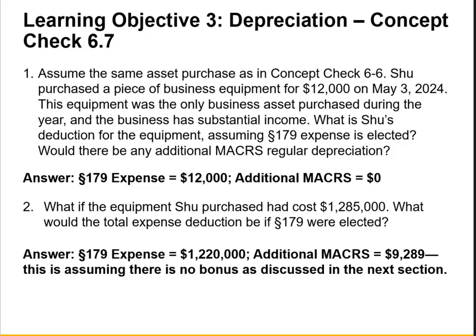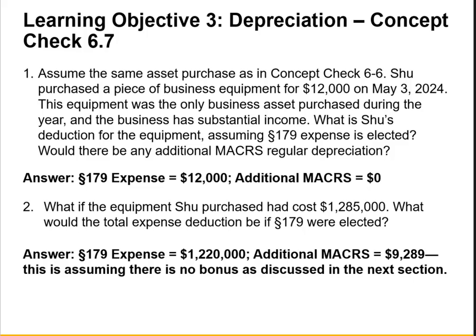Okay? If we had bought the equipment we bought in the earlier example for $12,000 in 2024 and chose to use Section 179 because we had substantial income, we don't have to worry about creating a loss or not. We would take all $12,000 in year one as Section 179 expense, and there would be no regular depreciation calculated. Not in year one, not in year two, not in any other year.